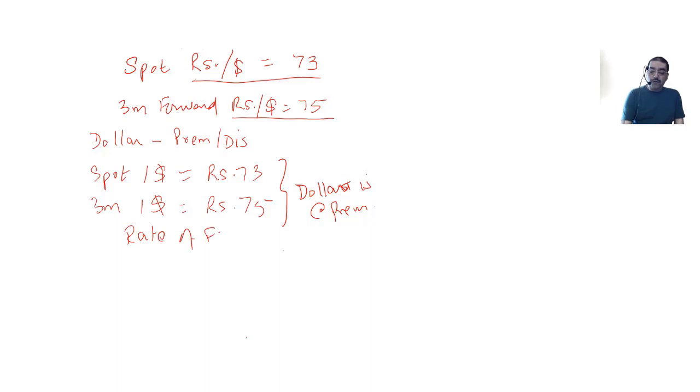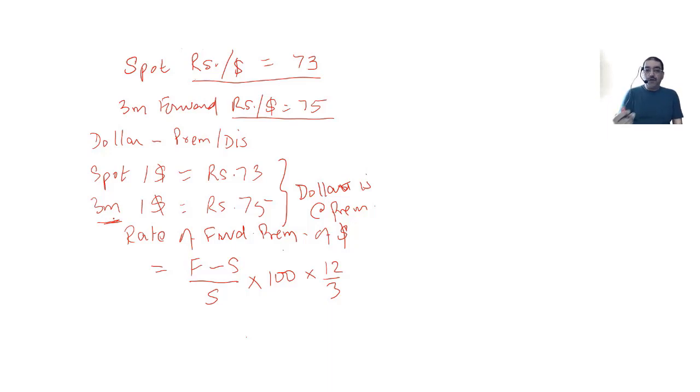Rate of forward premium of dollar. So in that case, your formula will be forward rate minus spot rate upon spot rate into 100 into 12 by 3. Why? Because this is a 3 month forward rate, no? So I want the percentage on a per annum basis. So you multiply by 12 by 3.